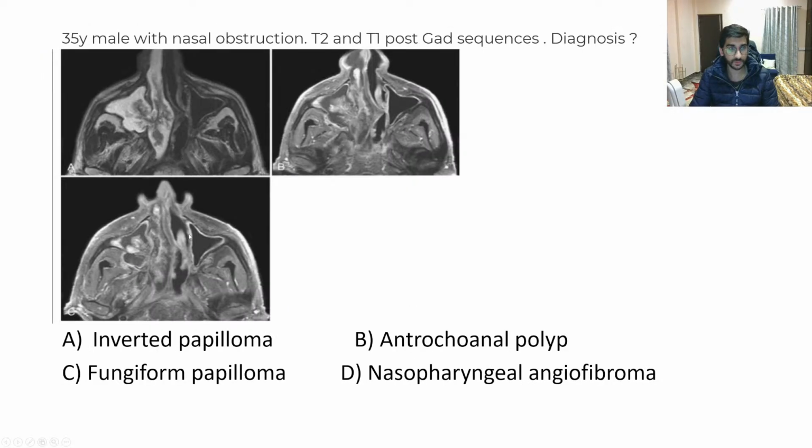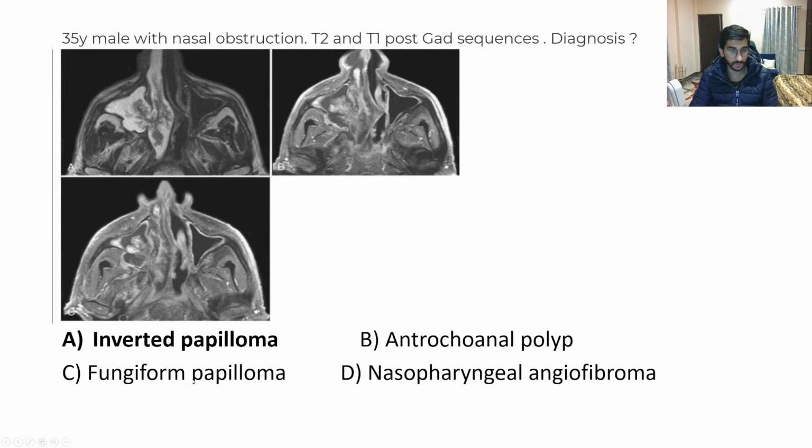Another question was about a 35-year-old male with nasal obstruction. This is the T2 weighted image, fat suppressed, and this is the T1 post-gad image. Here you see a polypoidal mass arising from the lateral nasal wall, from the turbinate, and growing into the right maxillary sinus via the antrum. So the answer to this question was inverted papilloma.